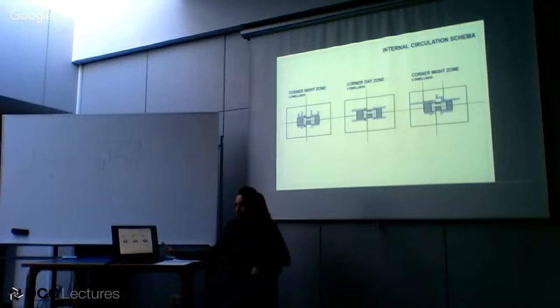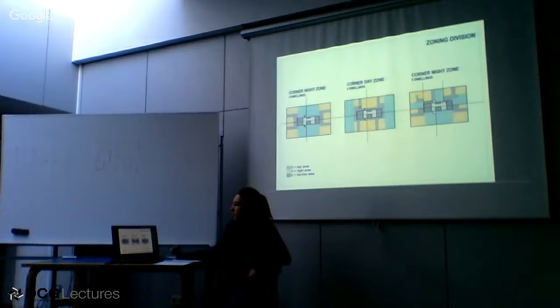This schema is not working. I made it, but then I'll show you that it's not the correct representation. I tried to understand which was the internal circulation of the different dwellings, but I don't think those schemas are a correct representation of the internal organization of the dwelling.